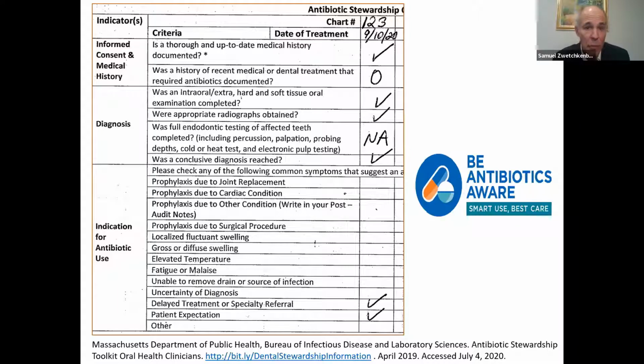Again, asking what were the steps for diagnosis, and then just checking off why did you ultimately give the antibiotics? In this case, it was because of delayed treatment or specialty referral, and very commonly patient expectation. Our patients, especially our older adult patients, are expecting an antibiotic, and it may take a little bit more education if we go through the decision tree and determine it's not necessary.